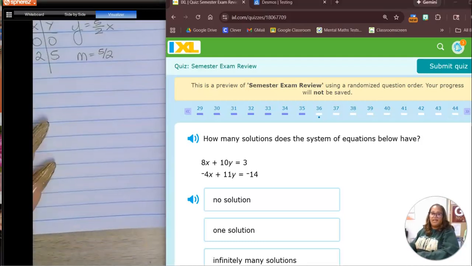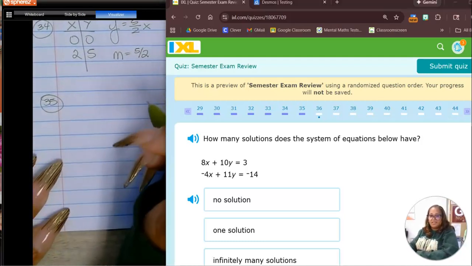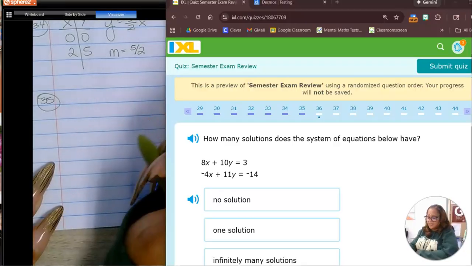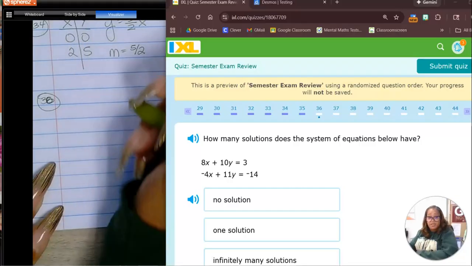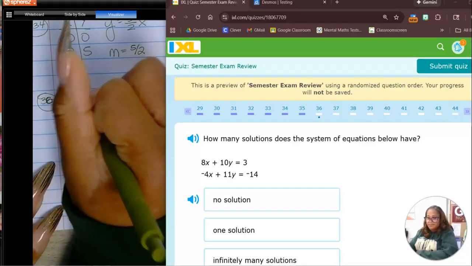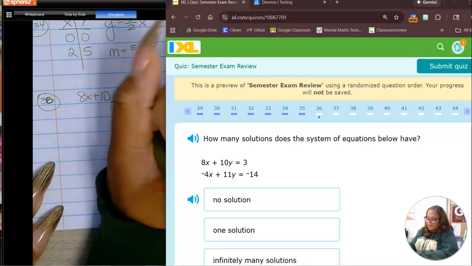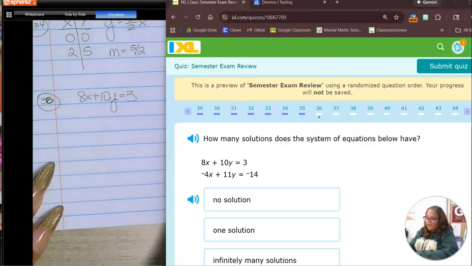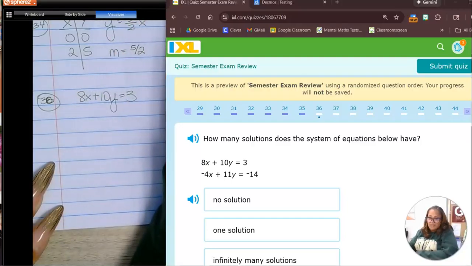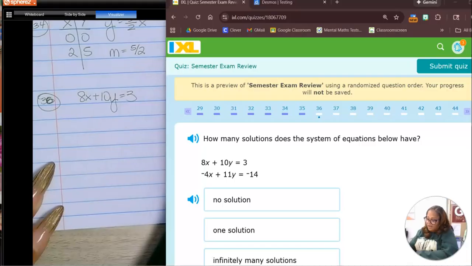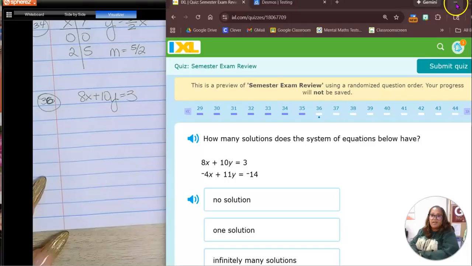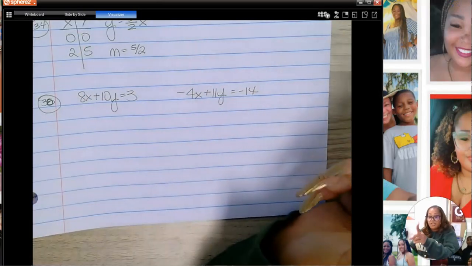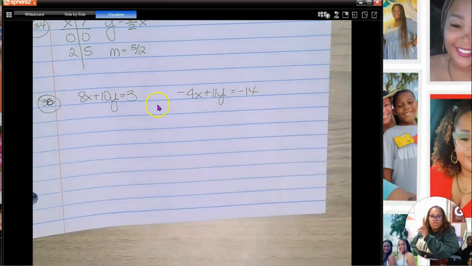Okay, question 8x plus 10y. Oh, that's not the question. It's question 36. I don't know how I lost count, but question numbers don't matter. The numbers and the answers do. 8x plus 10y equals 3, and negative 4x plus 11y equals negative 14. So I have to see how many solutions there are. I need to look at their slope and their y-intercept.